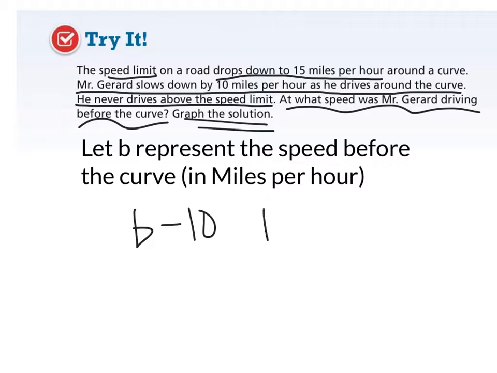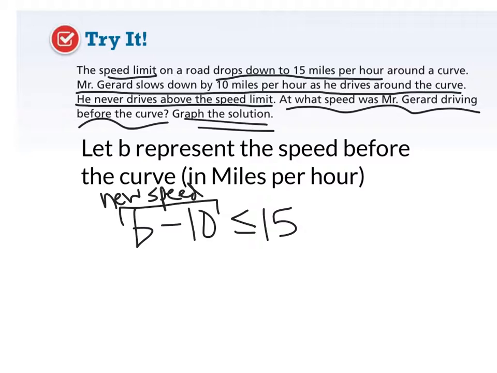The speed limit there then is 15. So this is his new speed, we can think of. Speed before the curve minus 10, that's his new speed. If he doesn't go above the speed limit and the speed limit's 15, his new speed would have to be less than or equal to 15 if he's following the rules here and not going above the speed limit.